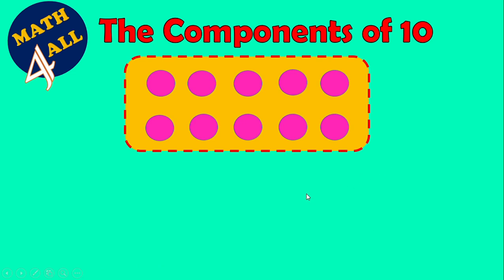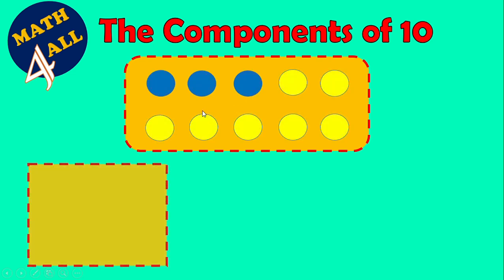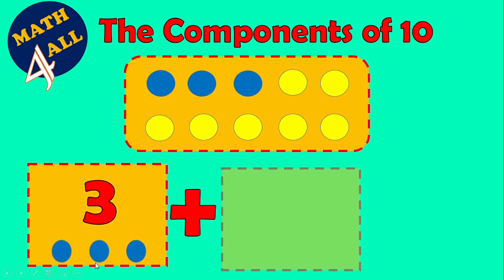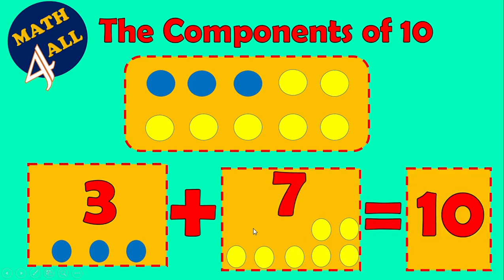Another example, break the 10 again, and this time you will take 3 circles. Let's count how many circles rest. 1, 2, 3, 4, 5, 6, 7. So 3 circles plus 7 circles, it will give you 10, or equal 10.